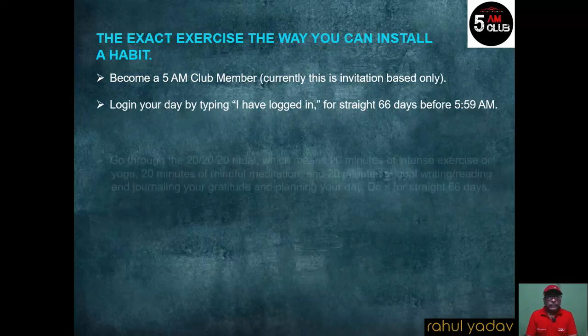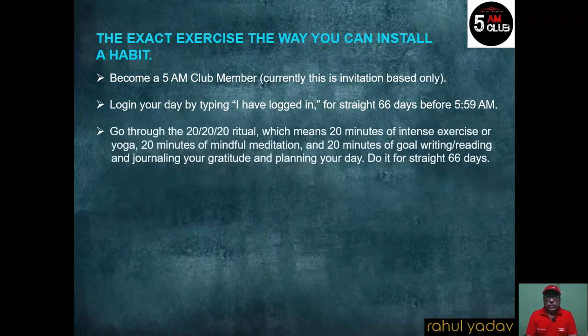Okay, so go through the 20-20-20 ritual. That is your daily ritual. It means 20 minutes of intense exercise minimum, 20 minutes of mindful meditation every single day, and 20 minutes of your goal reading, goal writing, or you can say your journaling or writing your gratitude, and planning your day. Do it for a straight 66 days. Go through this 20-20-20 ritual for 66 days, and you will be at the automaticity point of this golden hour.